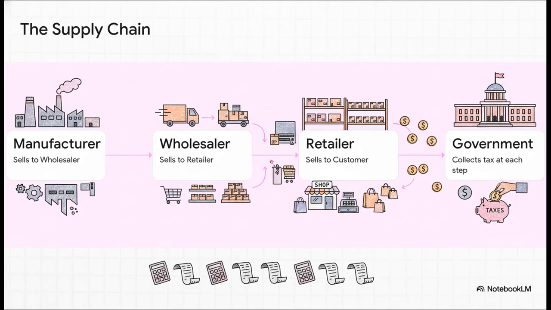Let's trace the journey of a simple product. You've got a manufacturer who makes something and sells it to a wholesaler. That wholesaler then turns around and sells it to a retailer. And finally, the retailer sells it to you, the end customer. In a value-added system, GST is part of the transaction at every single one of those handoffs.